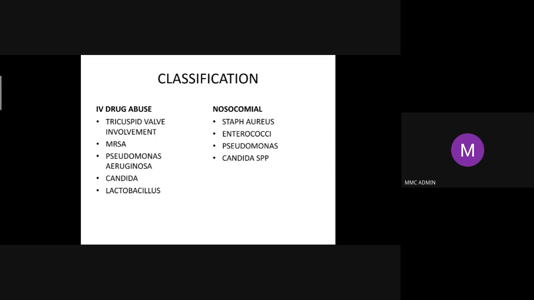In IV drug abuse patients, right-sided heart involvement is more common, and tricuspid valve involvement is more common. The most common organisms are methicillin-resistant Staphylococcus aureus, Pseudomonas aeruginosa, Candida, and Lactobacillus. In nosocomial, that is healthcare-acquired infections, the organisms include Staphylococcus aureus, Enterococci, Pseudomonas, and Candida species. These are the common organisms responsible for infective endocarditis.